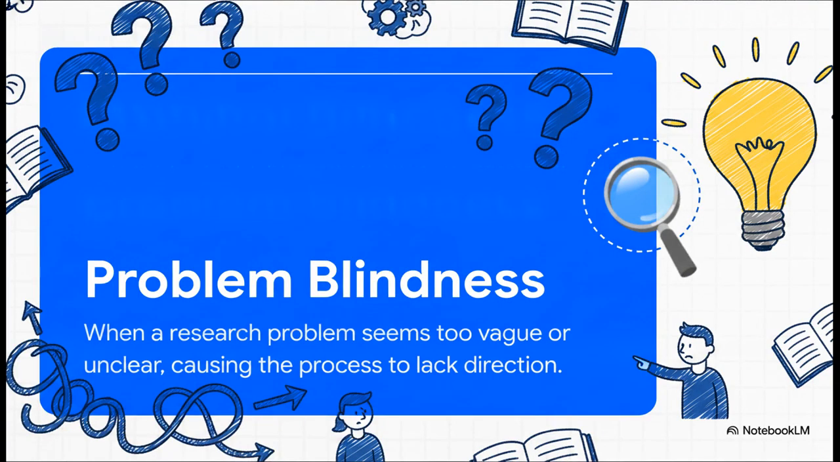Nailing down the exact problem you want to solve is absolutely the most crucial and, ironically, the most difficult step in the whole research procedure. So what is problem blindness exactly? Well, it's basically that initial phase where a research problem just seems way too vague or unclear. And honestly, if you don't cure this early on, your entire research process is going to lack direction. But listen, it's a completely natural hurdle. It usually just comes from, say, insufficient knowledge about your specific field, or maybe just a bit of a lack of preparedness. But I promise you, it's highly curable once you know what to look for.